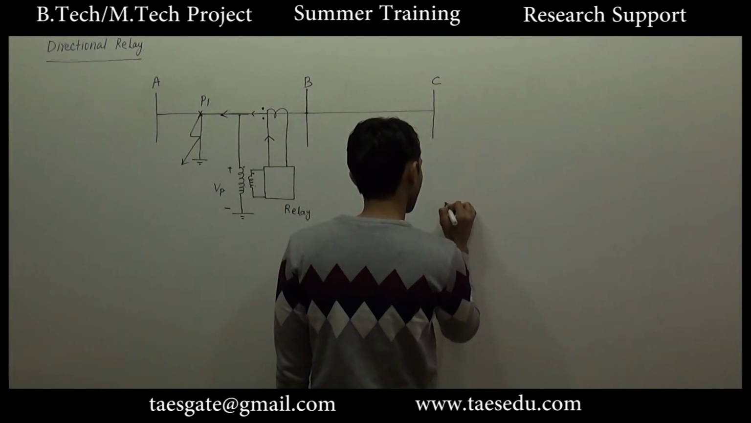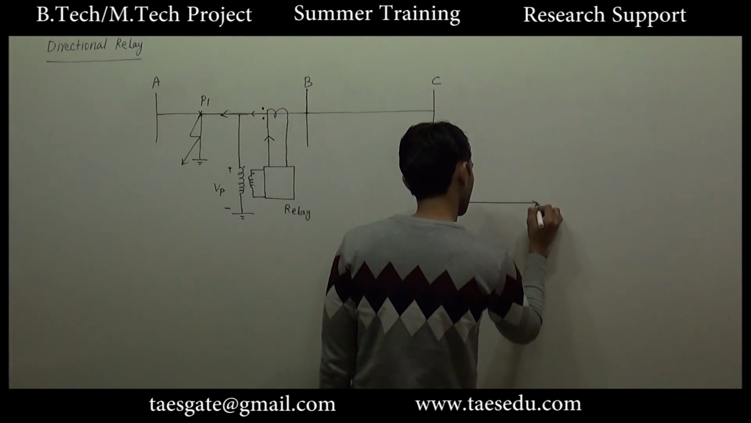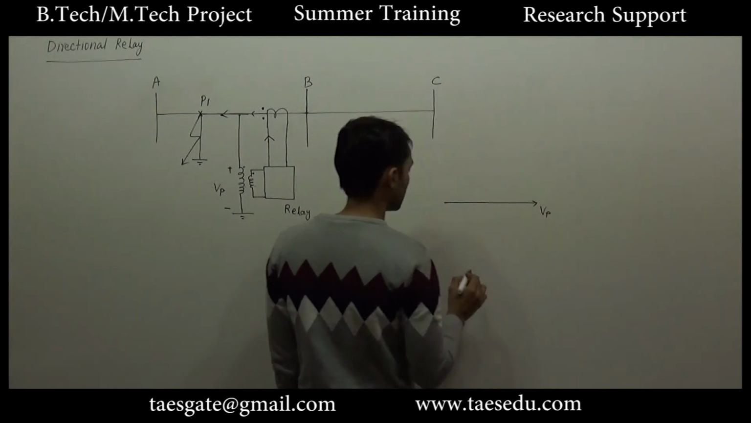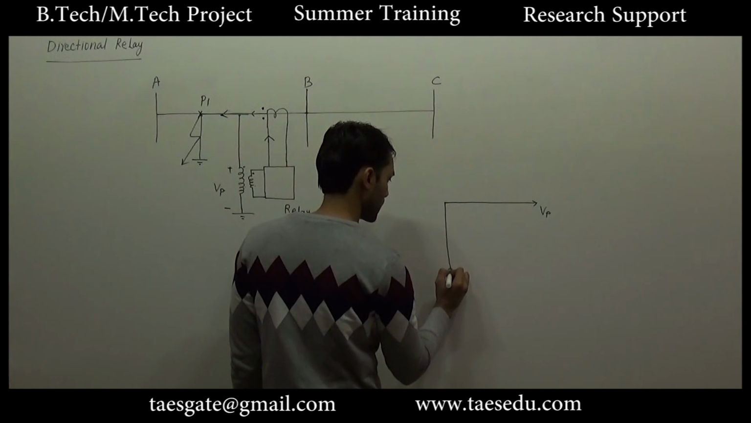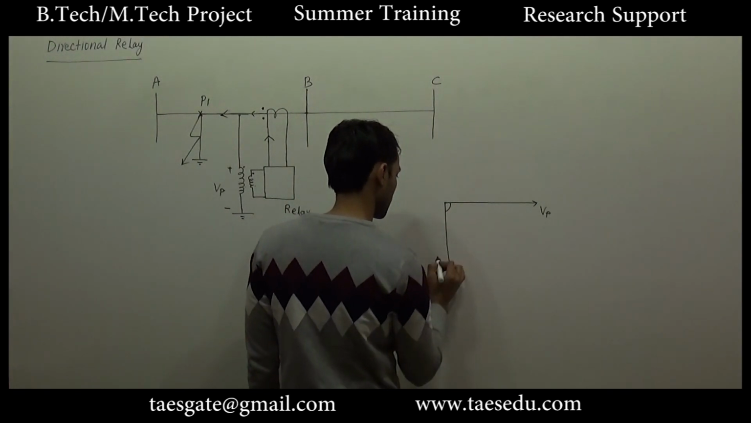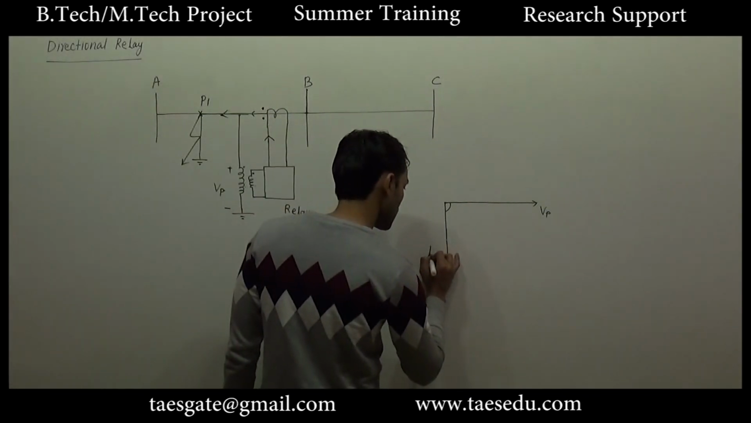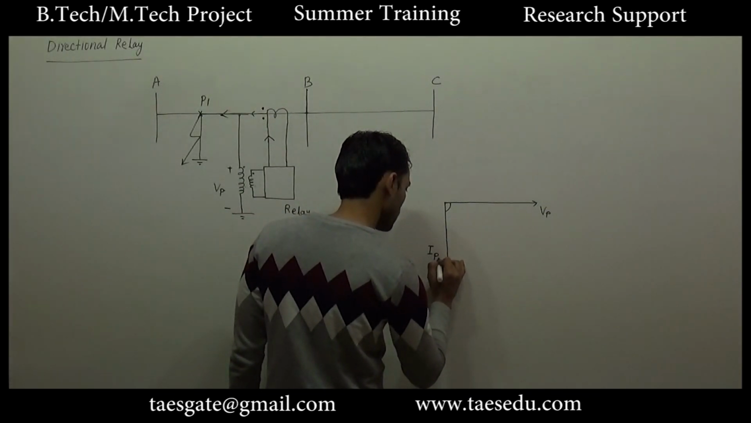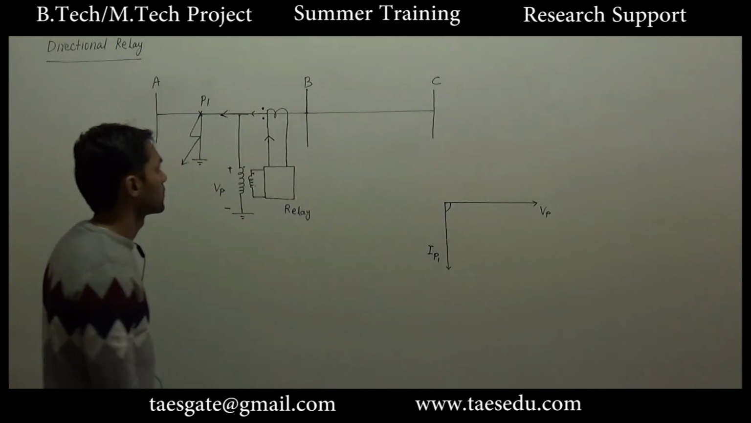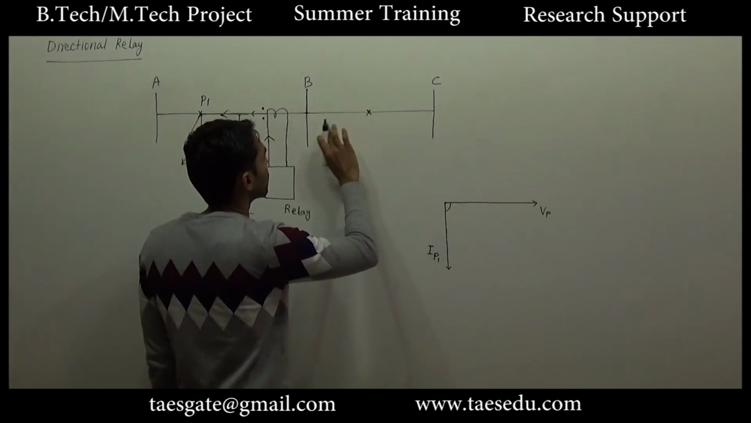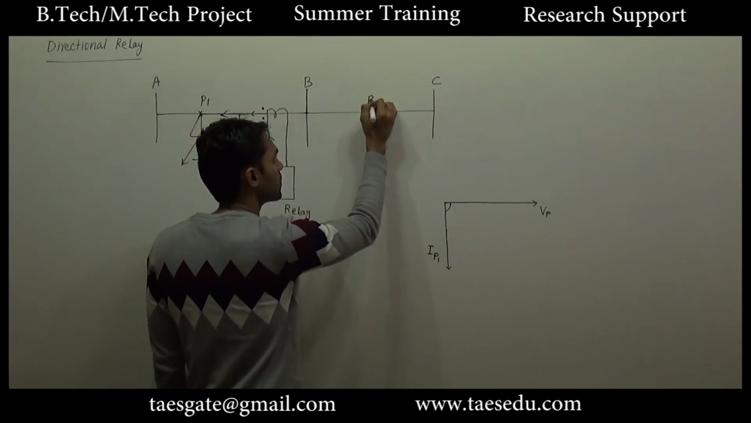So if I take the voltage as reference, the current will lag the voltage by 90 degrees. This is the fault current corresponding to the fault at point P1. Now in the second case, consider a fault between bus B and C at point P2.